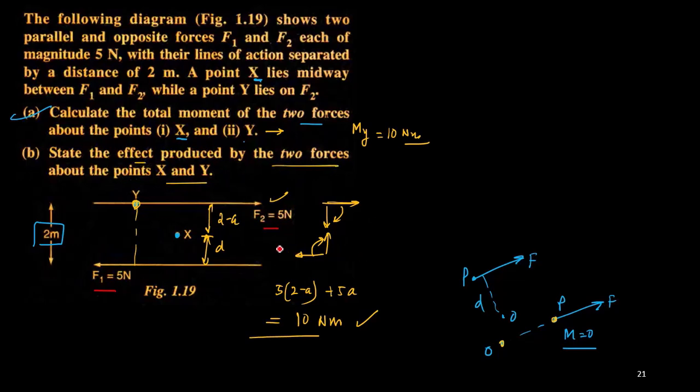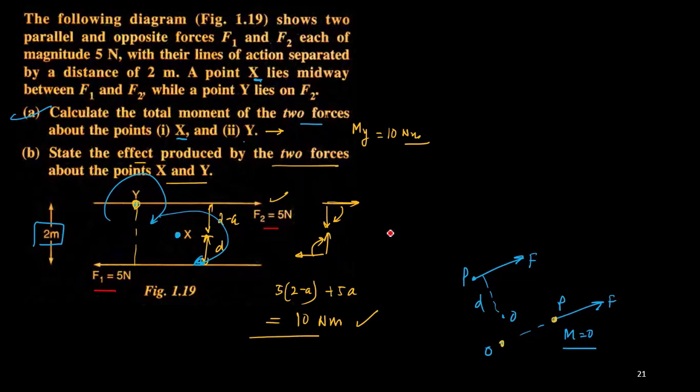Okay. So state the effect produced by the two forces about the points X and Y. The entire moment I am getting is in the clockwise direction. So what is the effect? The effect is that about point A, the force will try to rotate the body in the clockwise direction. About point Y, F2 is not able to rotate, so only F1 is rotating. Because F2 has 0 moment, F1 will rotate about point Y, but again in the clockwise direction.